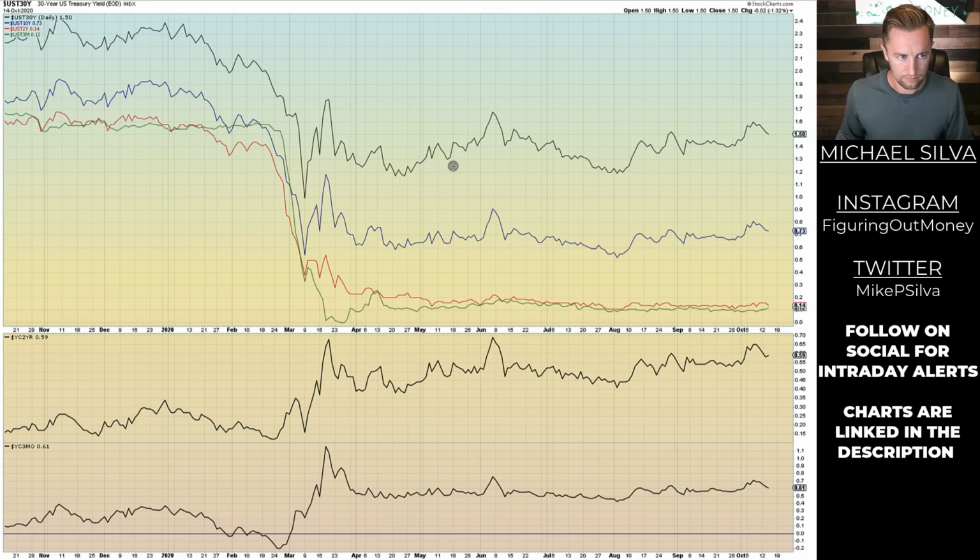Okay. Next chart. Here is the yields. So we got black, blue, red, and green. It goes 30, 10, 2, 3 are the yields, the bond yields. And you can see that right here on the top left, or upper left. And you could also click the link in the description with this specific chart if you want to pull it up on your own computer or on your phone, whatever.